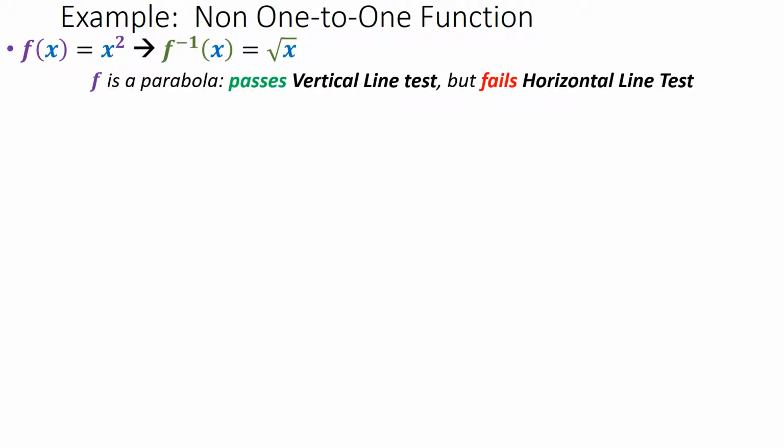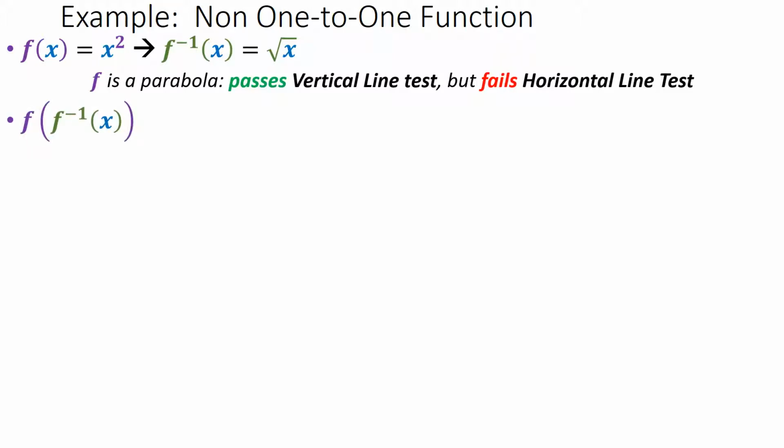All right, let's look at an example now that's going to use a non-one-to-one function. And a simple, familiar non-one-to-one function is x squared. So f of x equals x squared, and we know that the inverse operation of squaring is square root. f inverse is a square root function. So f is a parabola, and we know that it's a function because it passes the vertical line test, but it's not one-to-one because it fails the horizontal line test.